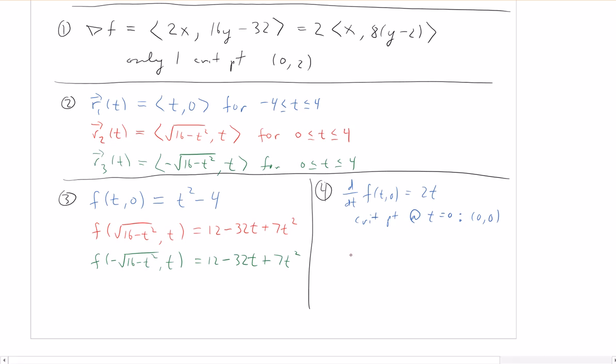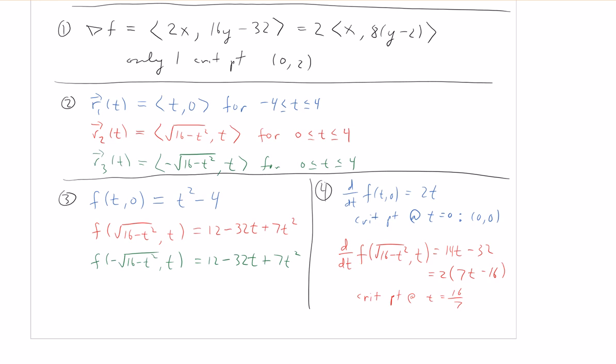For the red one, we need to take the derivative of this parameterization, and we can see that that's 14t minus 32, which, if we factor, is 7t minus 16 times 2. So we get one critical point at t equals 16 over 7.